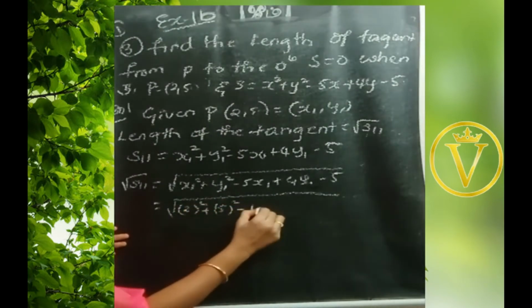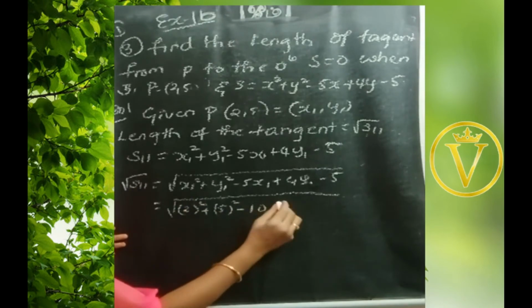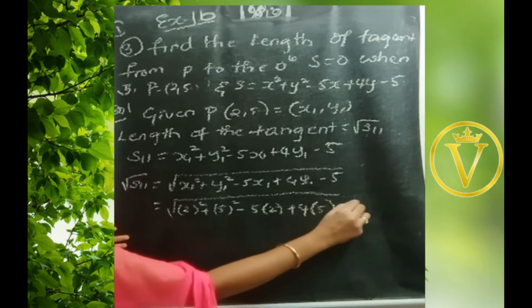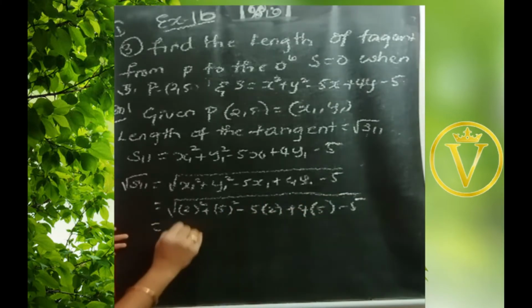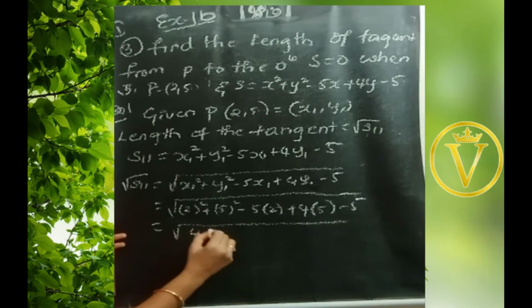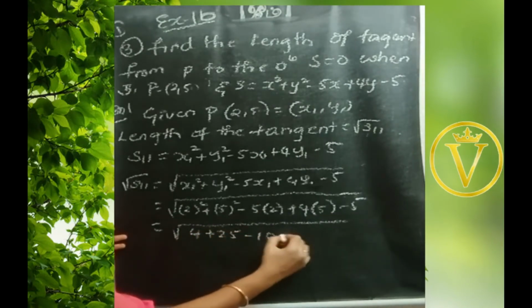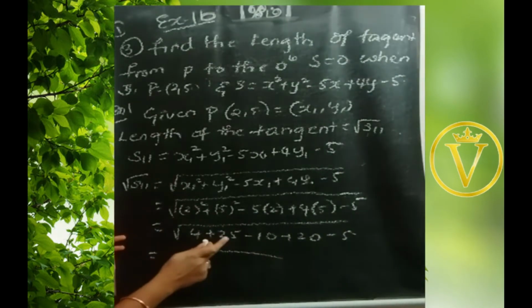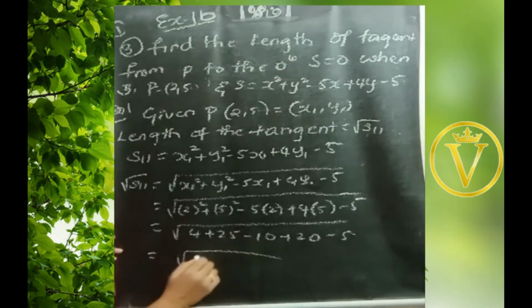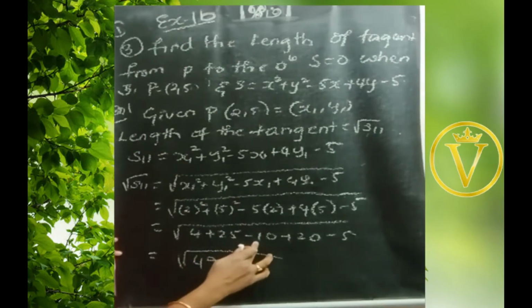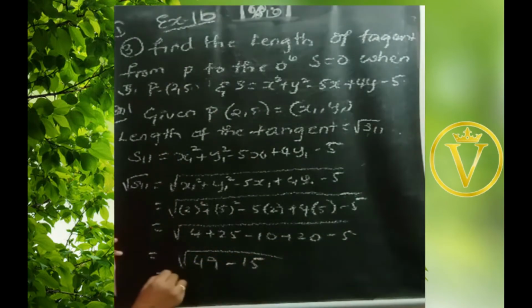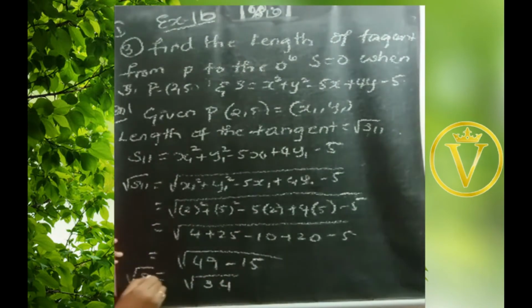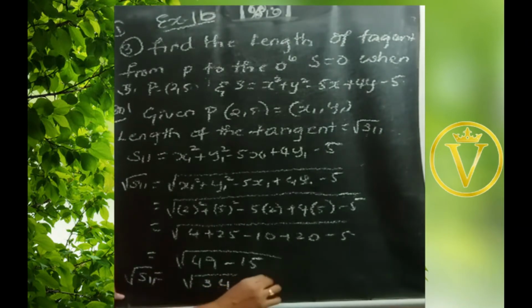2 square, 5 square, 5 2s are 10. Okay, I'll write like this, so you will not confuse, right? So root 4 plus 25 minus 10 plus 20 minus 5. 25 plus 4 plus 20 is 49. Minus 10 minus 5 is 15. So 49 minus 15 is 34. So root S11 is root 34.